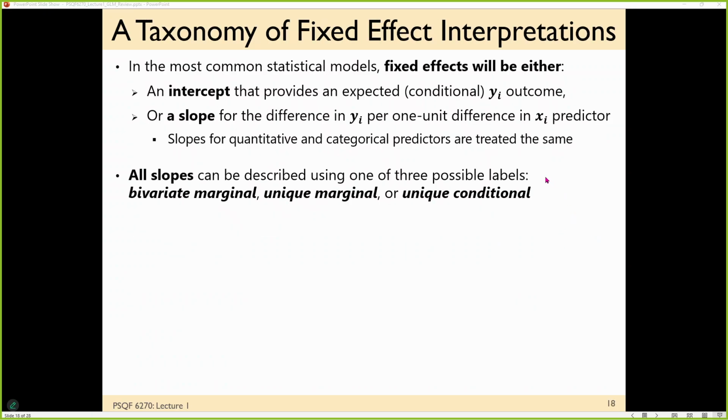So, taxonomy: how to think about what the slopes mean. Fixed effect is a term you will hear me say repeatedly. That refers to two different kinds, intercepts or slopes. You know what those are. Fixed means everybody gets the same.